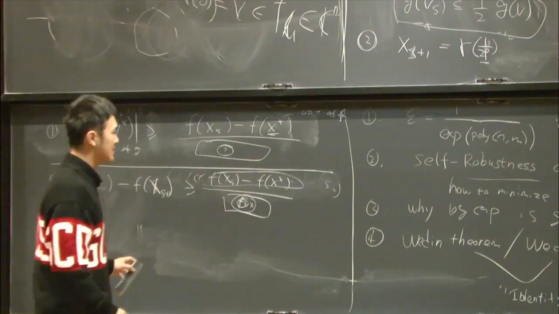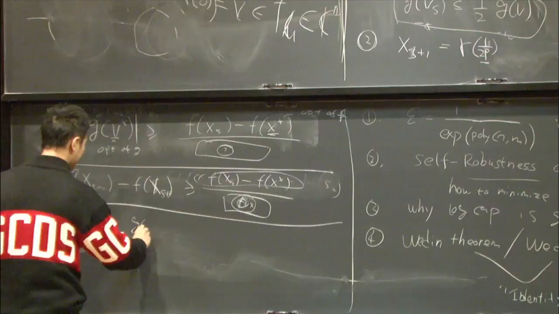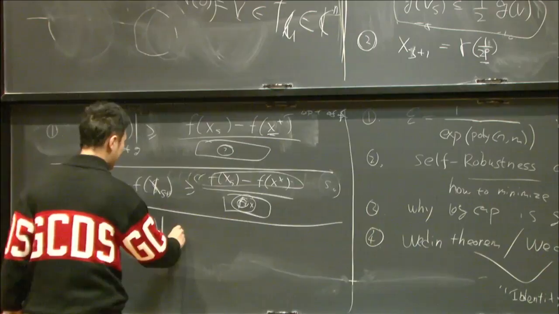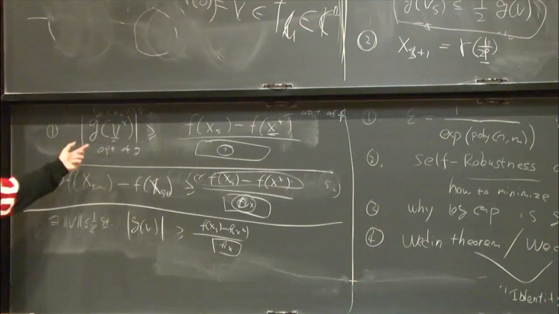And the proof is pretty simple. I just need to say there exists one V such that this G of V is in the norm bound. There exists V such that the norm is smaller or equal to 1 over 2 rho as before, such that the absolute value of G of V is bigger or equal to f(xs) minus f(x star) over something fixed. So if there exists one, then the optimal one should be even smaller. So what is this V?